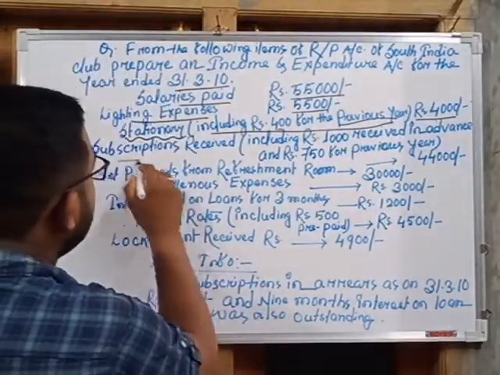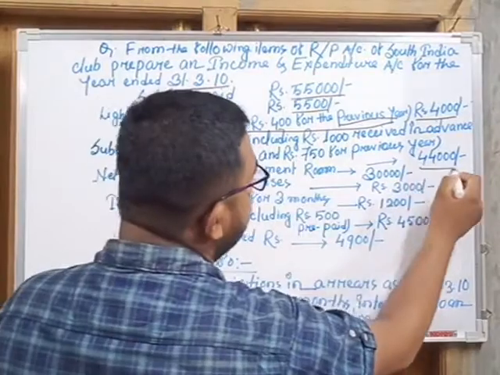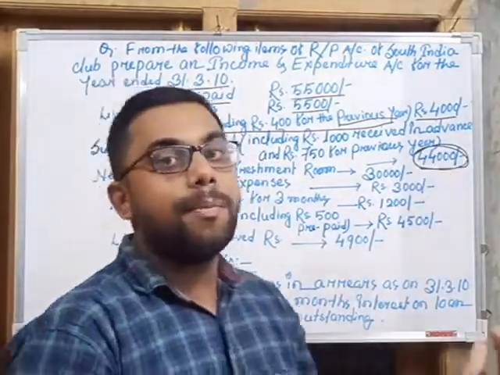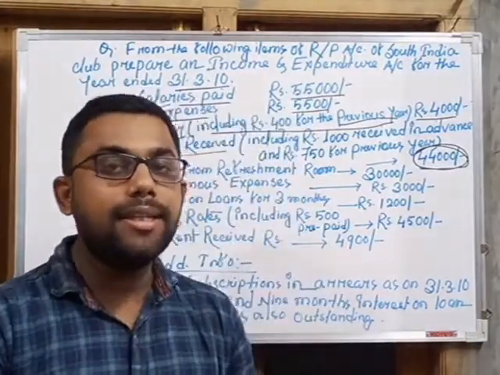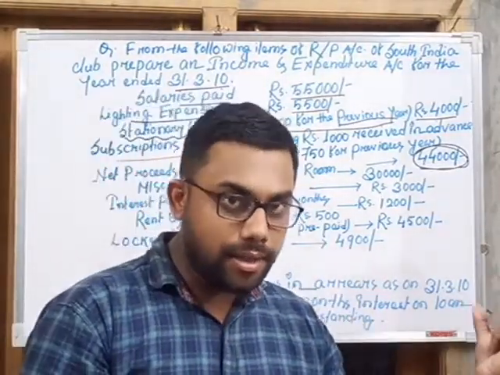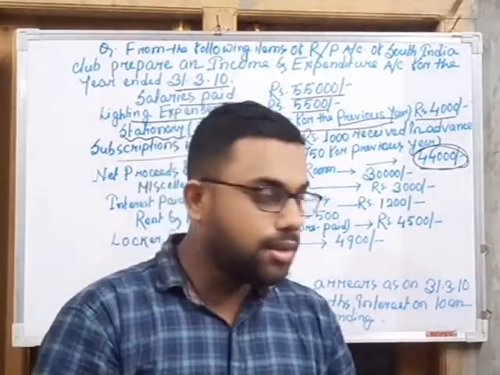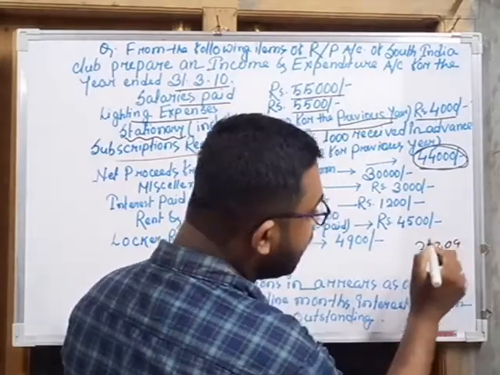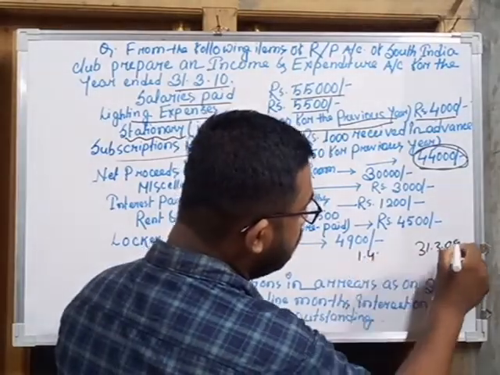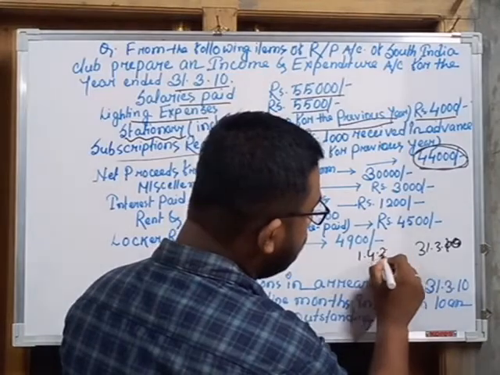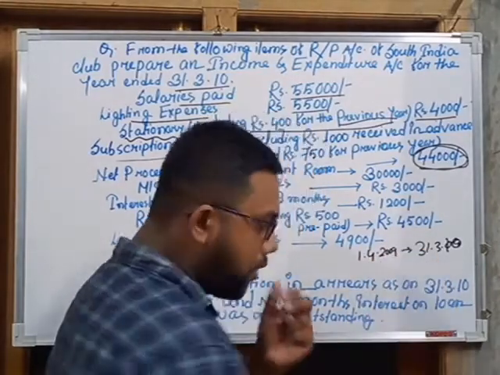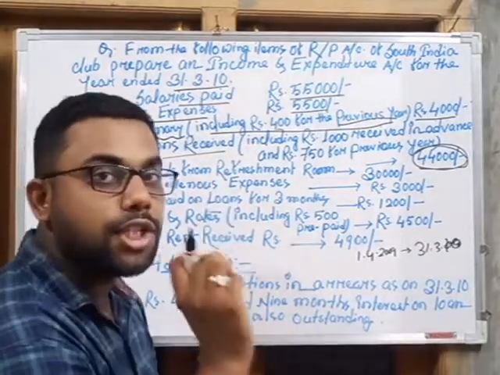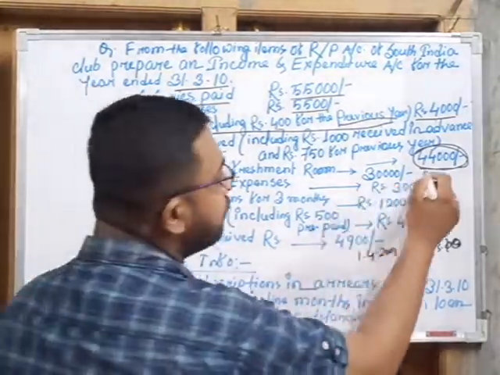Next, subscription receipt amounted to rupees 44,000. Okay, so this is the actual amount of subscription received by the not-for-profit organization in the year ending 31st March 2010. If our accounting year closes on 31st March 2010, it started on 1/4/2009. This is our actual accounting year. In that accounting year, the organization has received subscription income from its members worth rupees 44,000.